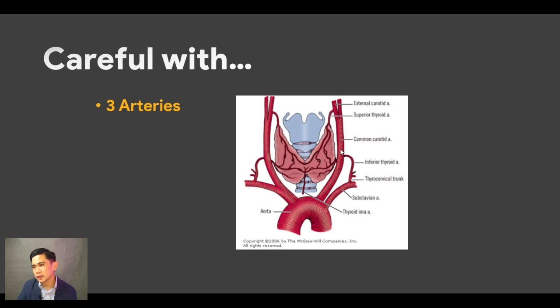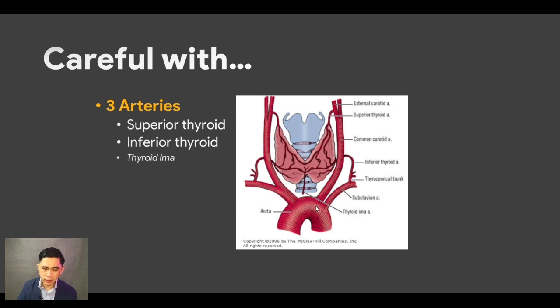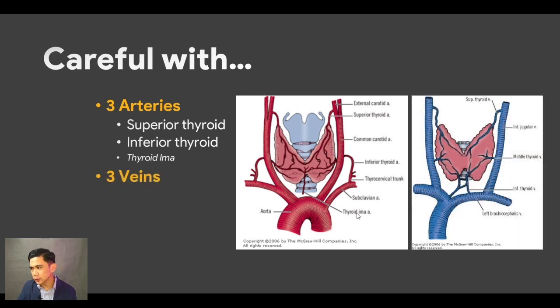So we have the superior thyroid artery, this one, the inferior thyroid artery, this one, and there is a third artery, we call it the thyroid ema artery. Superior, inferior, and the thyroid ema. We also have to be careful with the 3 veins of the thyroid. We have the superior thyroid vein, the middle thyroid vein, and the inferior thyroid vein. Notice that the vein has a middle part and the artery has no middle part. And the vein doesn't have the thyroid ema.